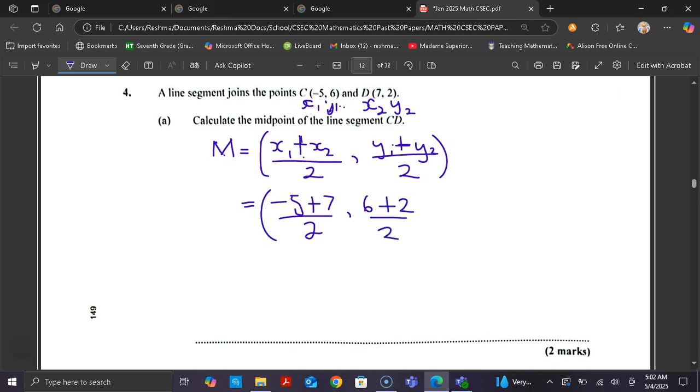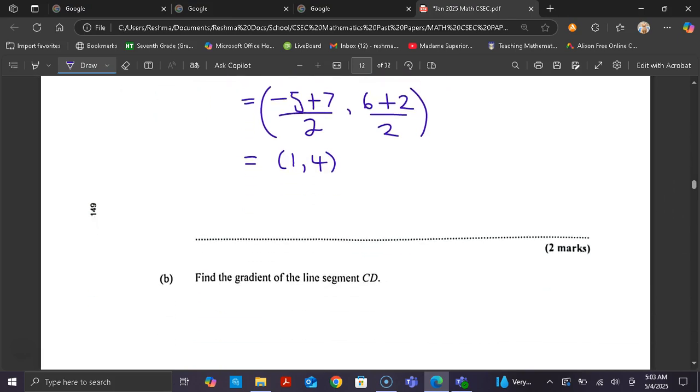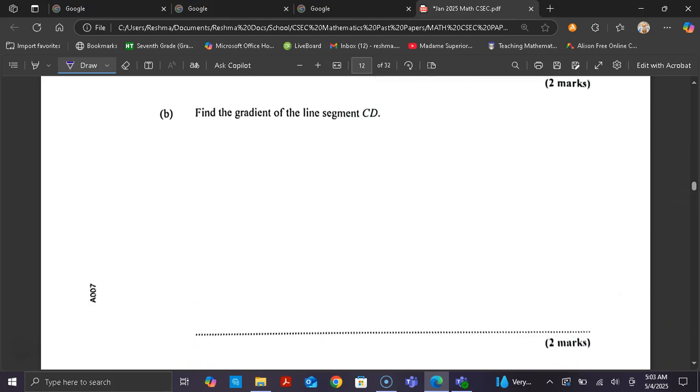So let's calculate. -5 plus 7 is 2, divided by 2 will be 1. And 6 plus 2, 8, divided by 2 is 4. So our midpoint is (1, 4). Let's go on to part B.